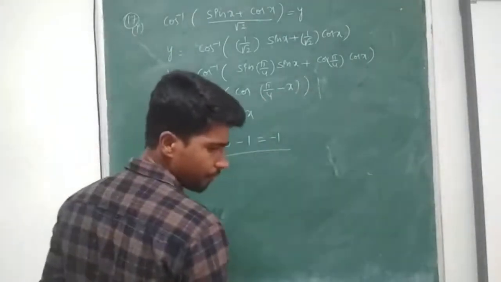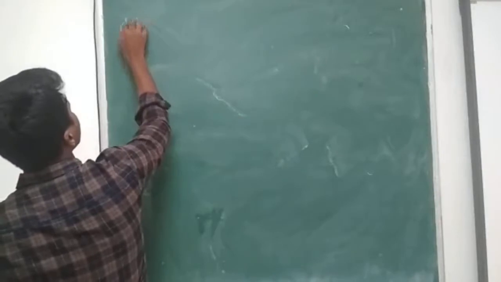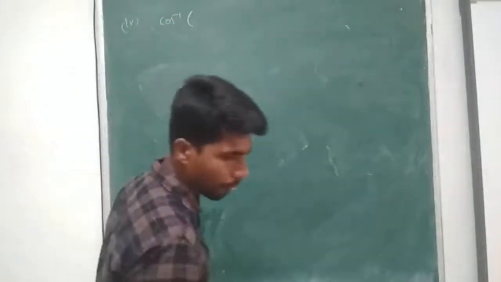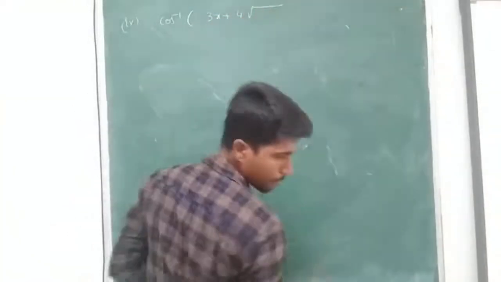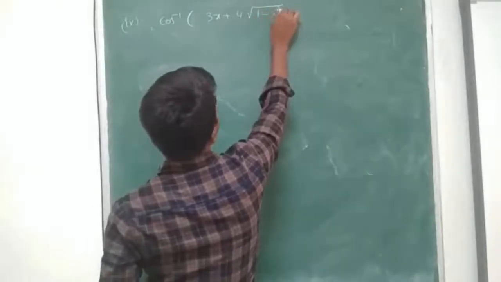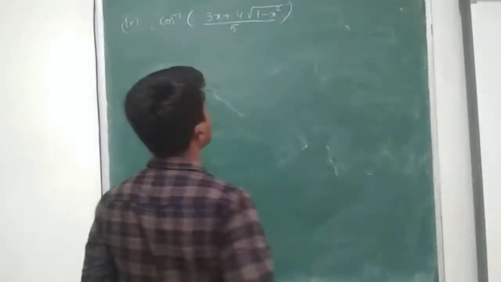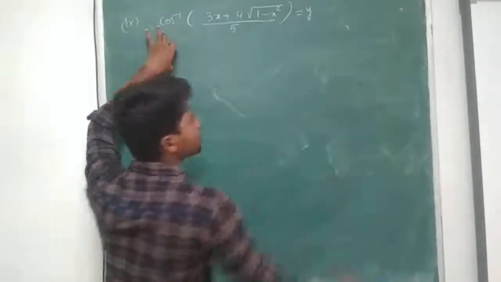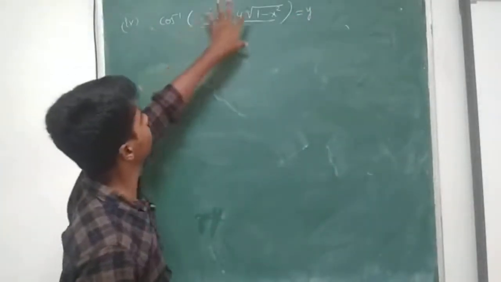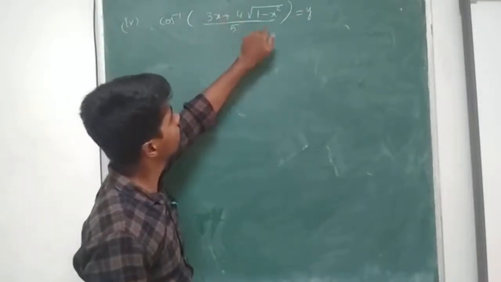Cos inverse of (3x plus 4 root 1 minus x square) by 5. Again we just consider this as y. Now I have to convert the entire thing in terms of cos. To convert that, I have x here and 1 minus x square here.